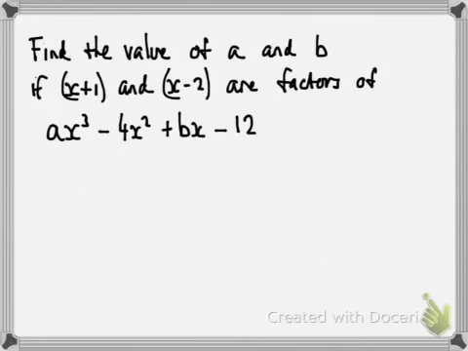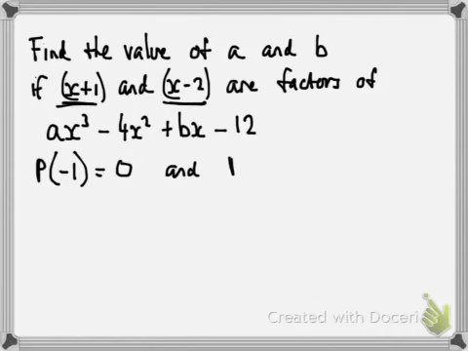Okay, I want to finish this video with an exam standard type question. Find the value of a and b if x plus 1 and x minus 2 are factors of ax cubed minus 4x squared plus bx minus 12. Well, if these are factors, according to the factor theorem, then p of -1, opposite sign, should equal 0. And also p of 2 should equal 0, opposite sign.